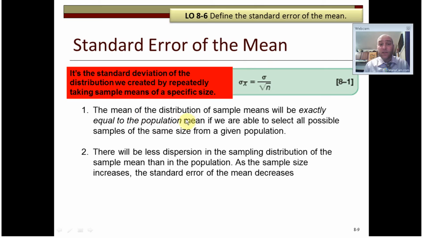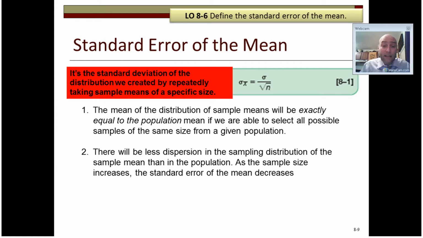The mean of the distribution of sample means will be exactly equal to the population mean if we are able to select all possible samples of the same size of a given population. That again, the mean of all sample means equals the population mean. The mean of all means equals the mean.